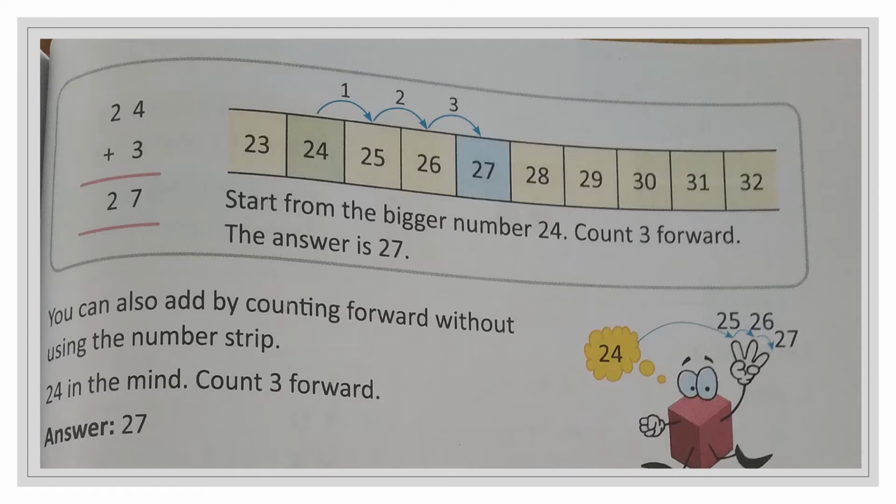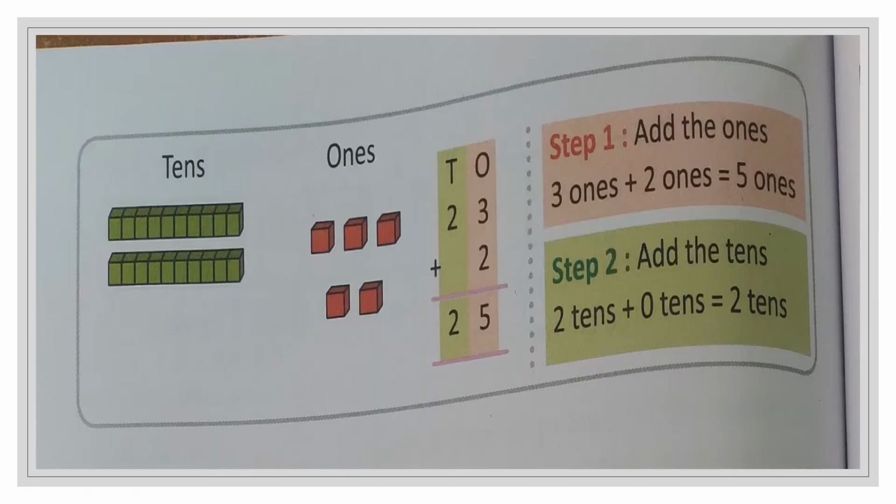I hope you all have understood single digit addition with two-digit numbers. This is 24 plus 3. By counting forward 3 numbers, we got 27. And if we count in our mind, we keep the bigger number in our mind and count the next number on our finger. Let us move forward now, children.